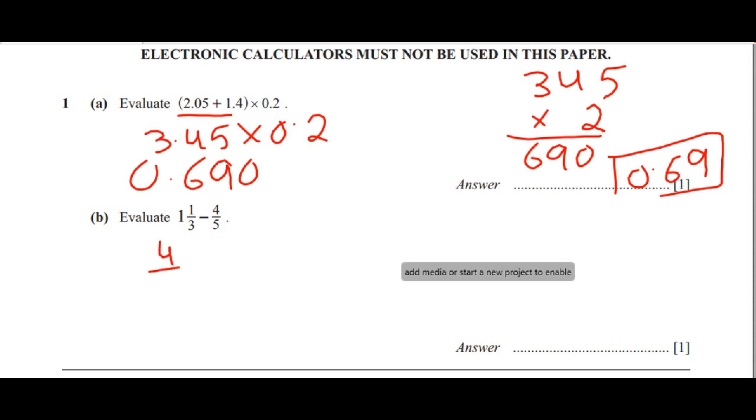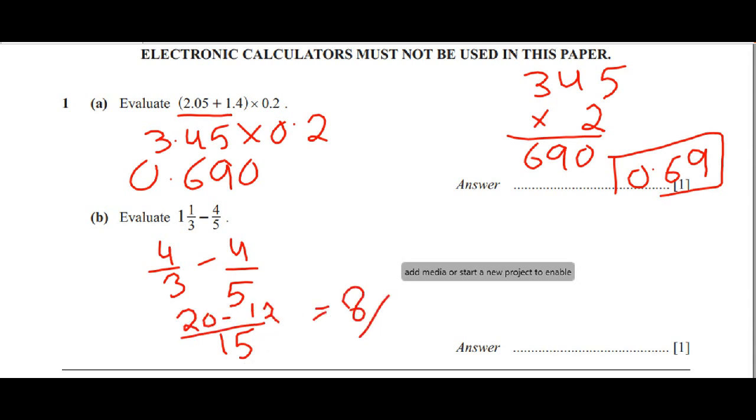So change into mixed form first. 4 over 3 minus 4 over 5, change into improper fraction. Take LCM. 4 times 5 is 20 minus 3 times 4 is 12. The answer is 8 over 15.